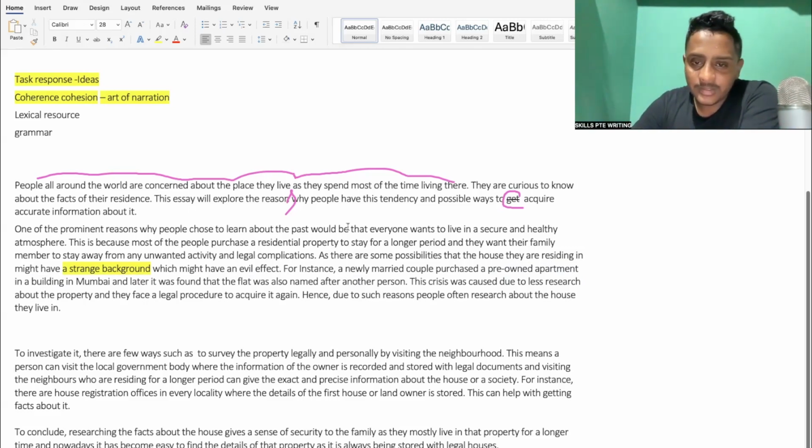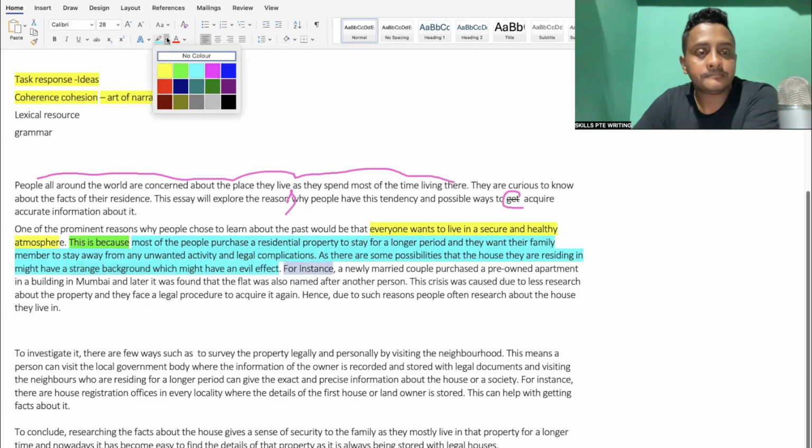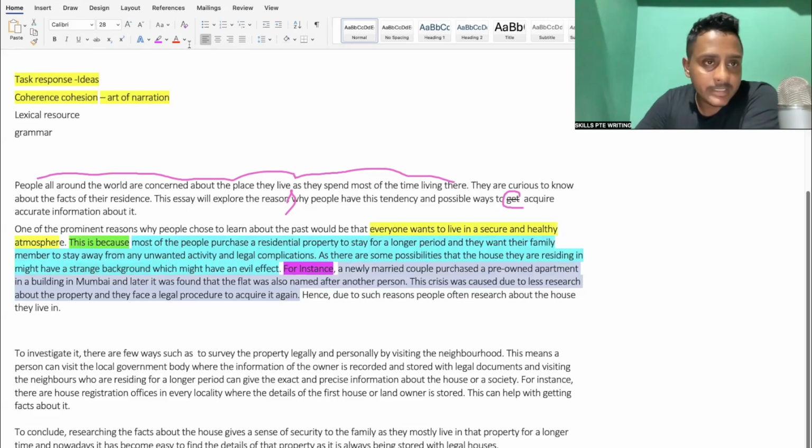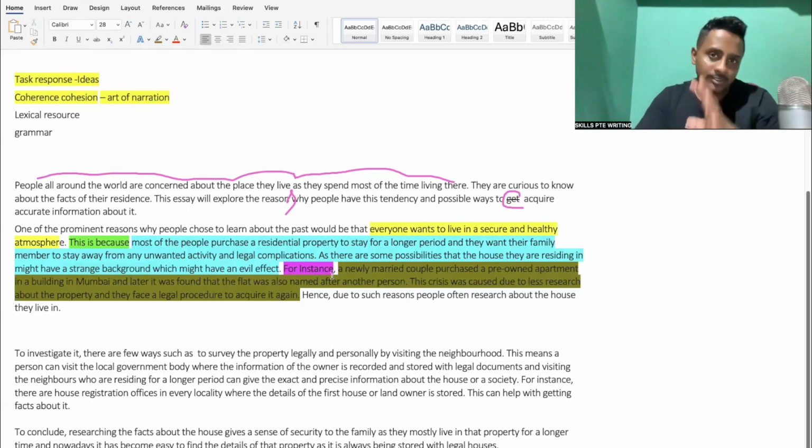See, he started with the main idea as this, pay more attention, I'm explaining the coherence. And then he added a supporting idea with a linking word, "This is because," and he continued the supporting idea till here. Great. And then he added, "for example," which will have a strange background causing an evil effect, and the example he wrote till here. So basically, the structure is perfect. Coherence and cohesion are really good.